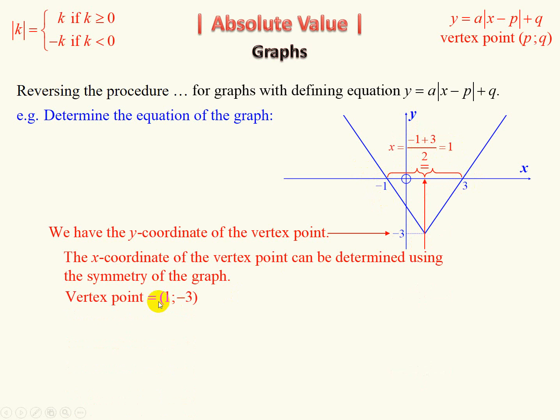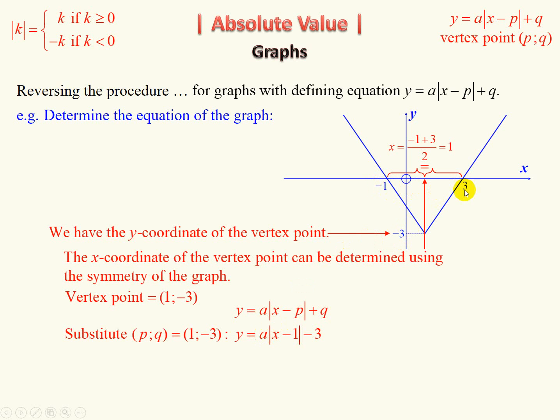So we now have the salient point, the vertex point: 1 for x, negative 3 for y. And we're back to where we were before in the previous ones. Take that, substitute that into the standard form. Now we need to find the value of a.